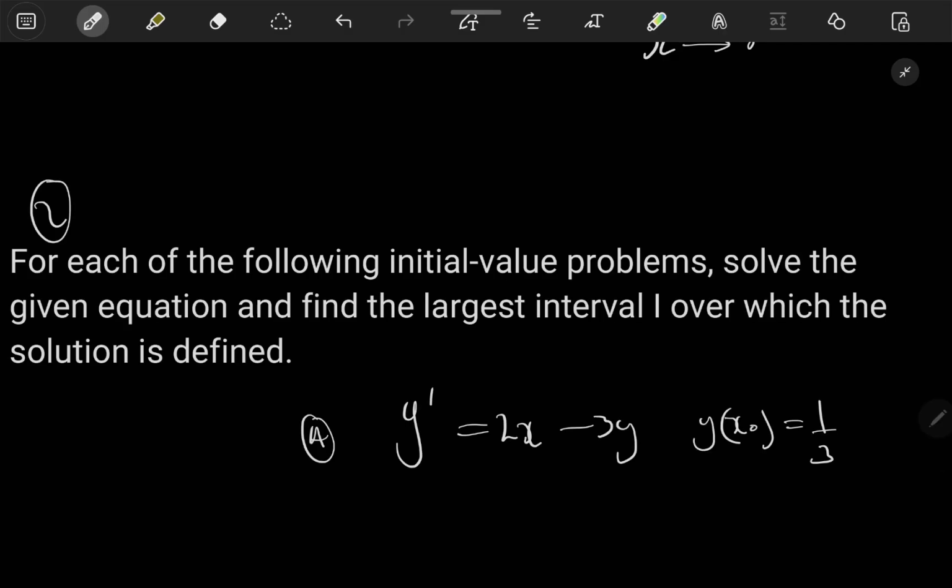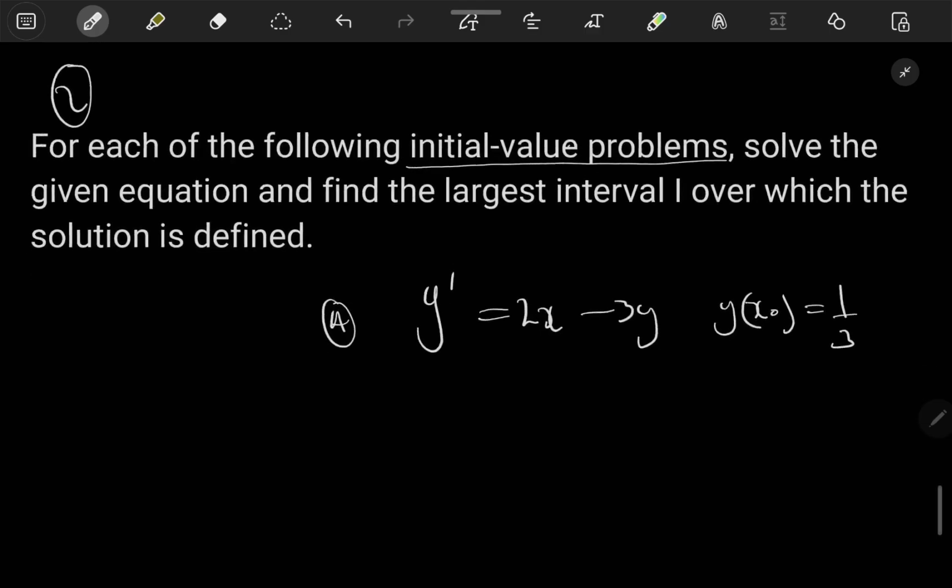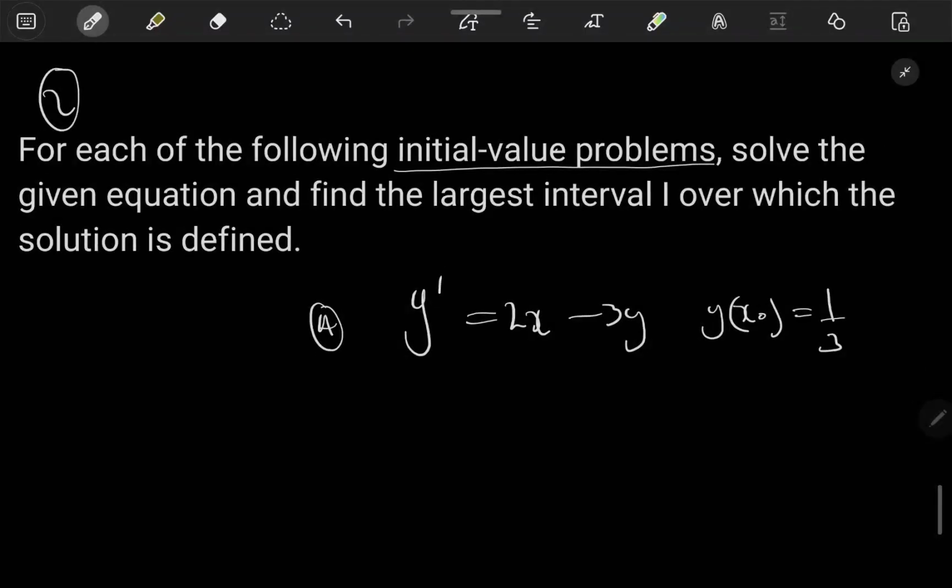Then for question 2, they're saying for each of the following initial value problems, they're giving you an initial value. Solve the given equation and find the largest interval over which the solution is defined. So that means to get whatever interval you're interested in, you have to actually find the solution to the differential equation. But now we won't be having c's crowding out at the very end, because with the initial value you can solve for whatever constant we got from the integration. So let's try to make it look like the way we want it to.